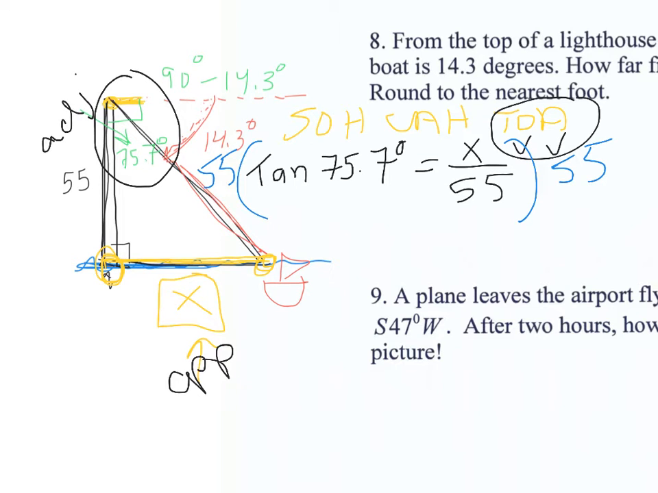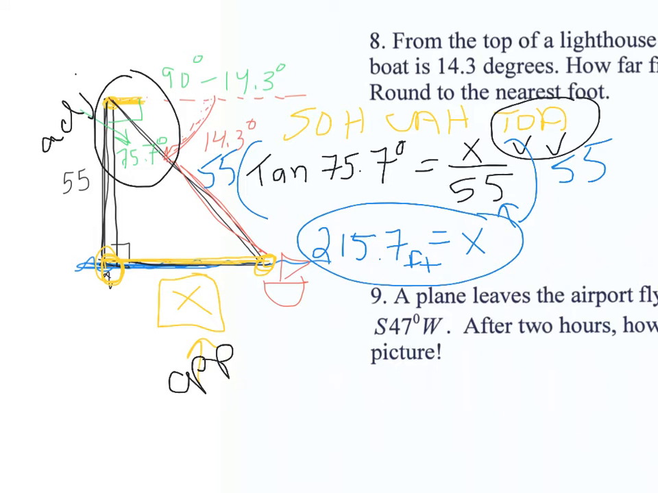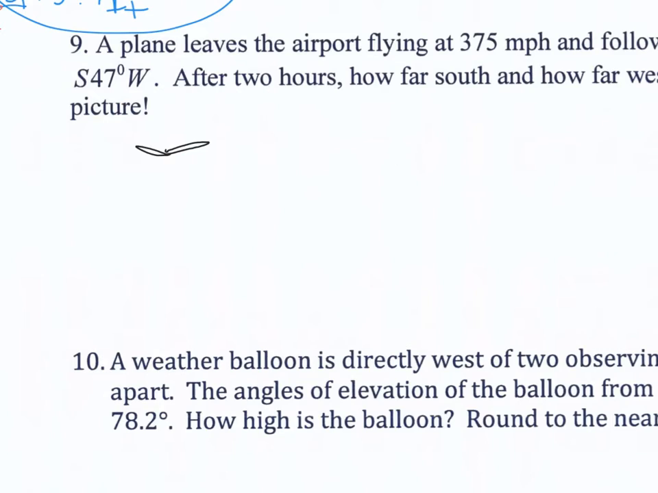Then, if you multiply both sides by 55 to get rid of the denominator, we will have that x is equal to about 215.7, we'll throw our units in there, feet. And again, make sure you're in the right mode. It said degrees in the problem, so we're using degrees, mode degrees. If it doesn't say degrees, make sure your mode's in radians.